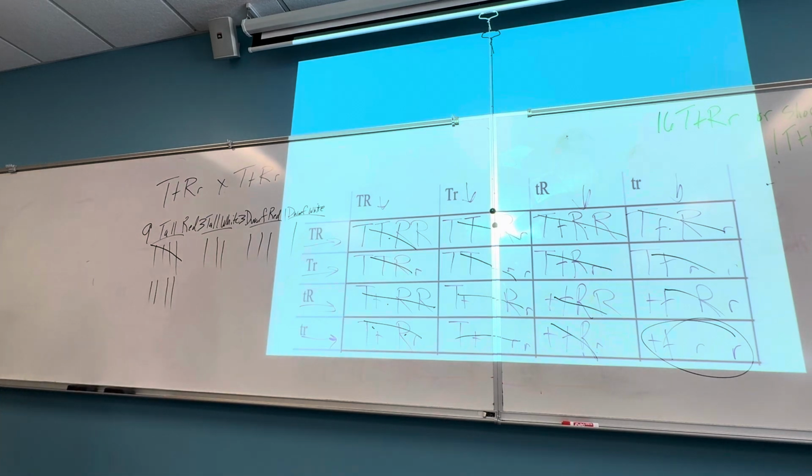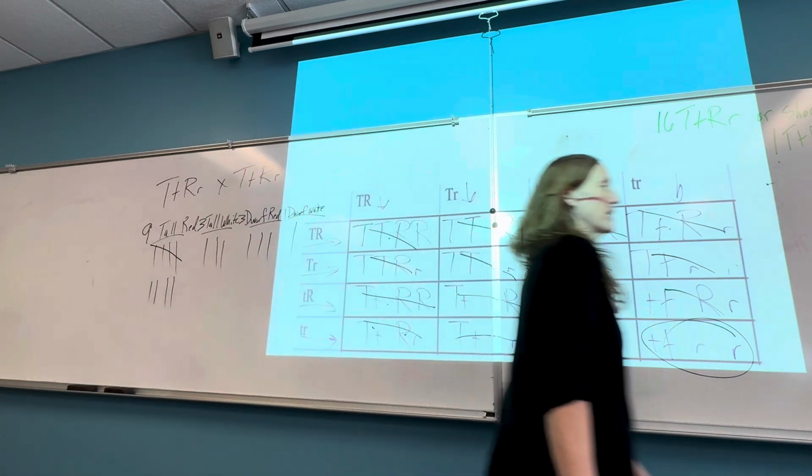So if you're doing a problem and you're like, oh wait, I'm supposed to get 9 to 3 to 3 to 1 and you get 8 to 4 to 3 to 1, something is awry. You've miscounted, okay? So those are your basics of the Punnett squares.